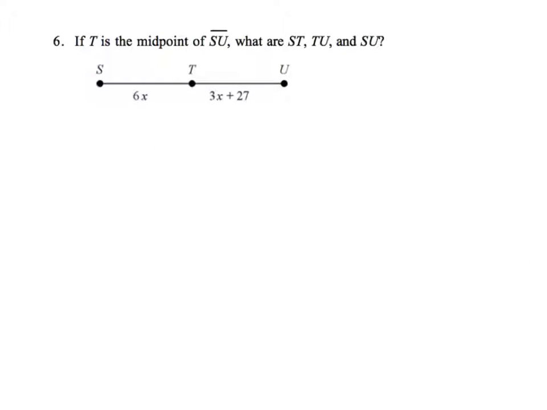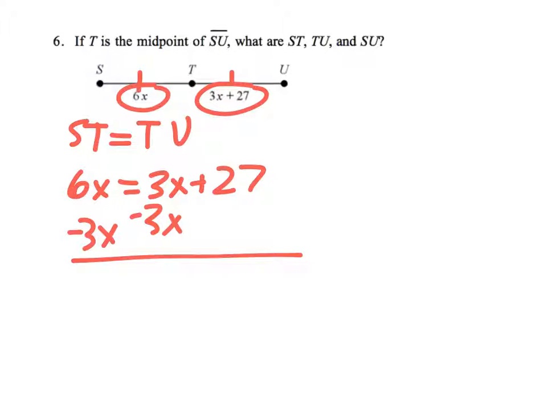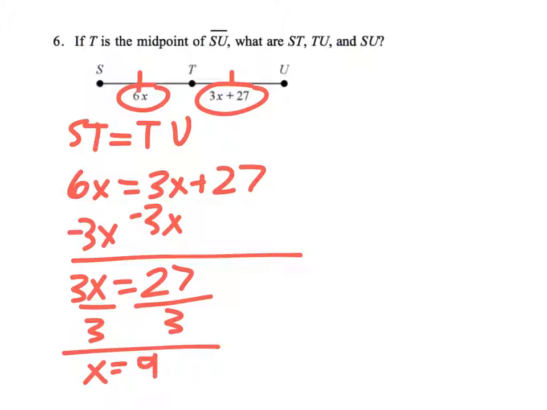And number 6, it says if T is the midpoint of SU, what are ST, TU, and SU? If it's a midpoint, I know that this portion is congruent to that one. T is the middle. So my equation is going to be ST equals TU. My equation for ST is 6x. That's going to equal 3x plus 27. And then we're going to solve. So the first step I'm going to do is subtract 3x from both sides. When I do that, I get 3x equals 27. We'll divide by 3, which will give us x equals 9.